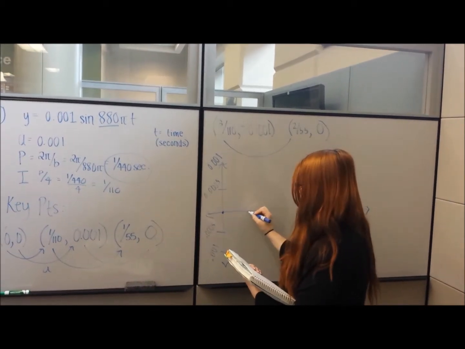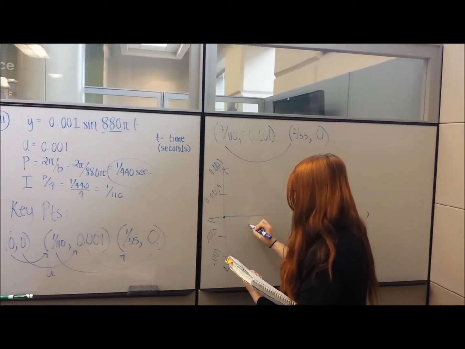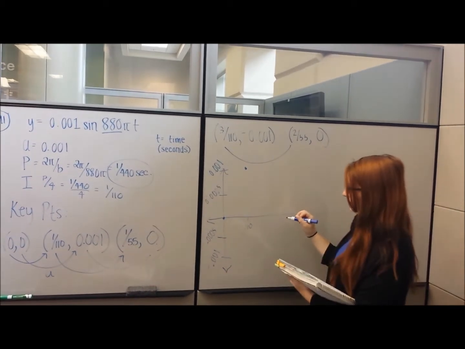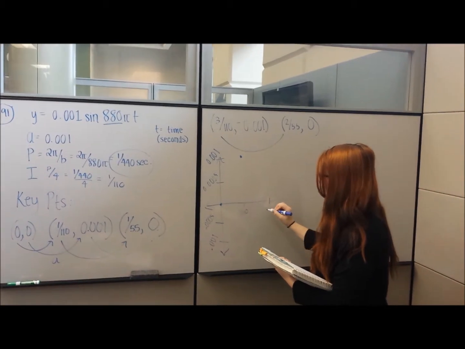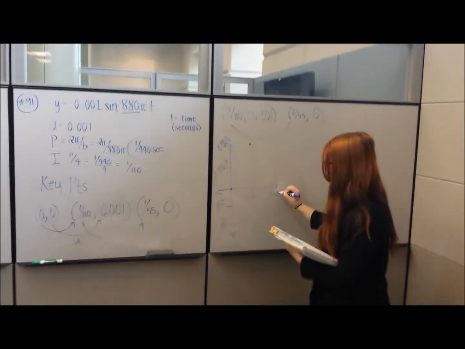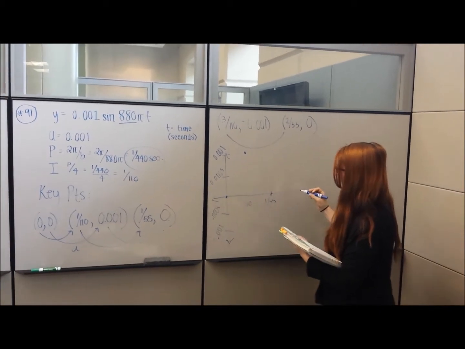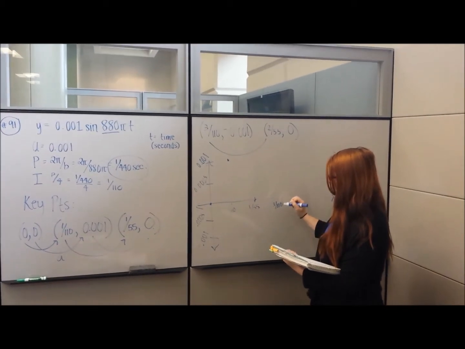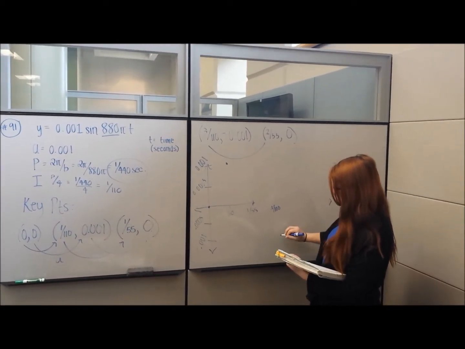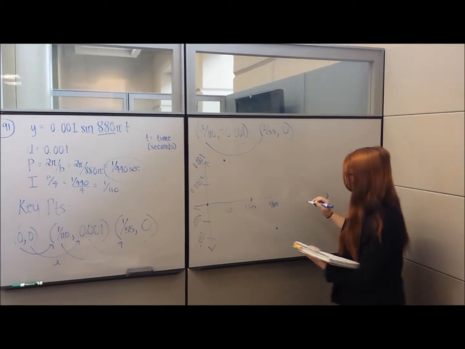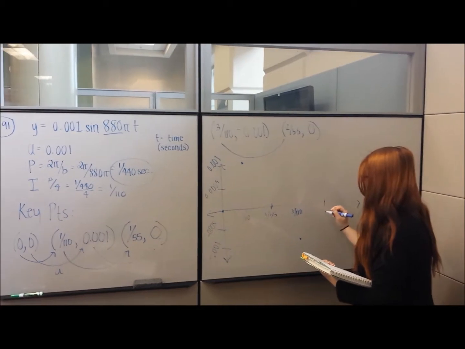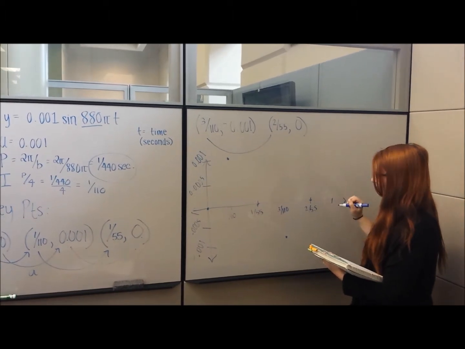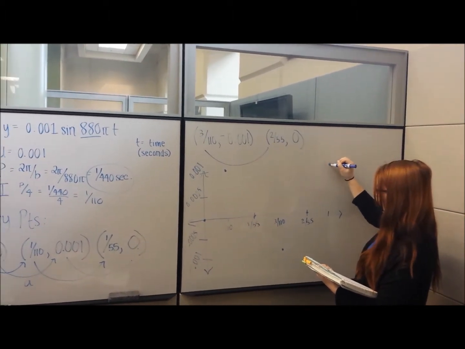Our second key point is going to be 1 over 110, and all the way up here at 0.001. Our next key point is going to be 1 over 55, and we're back down to 0 for the amplitude. Our third key point is going to be 3 over 110, and we're going to drop all the way to negative 0.001. Our fourth key point is going to be 2 over 55. We're back at 0.